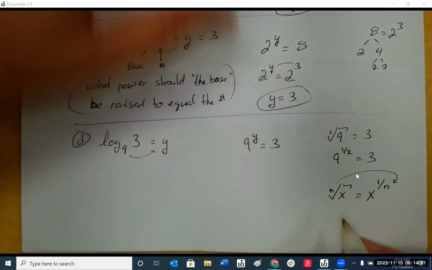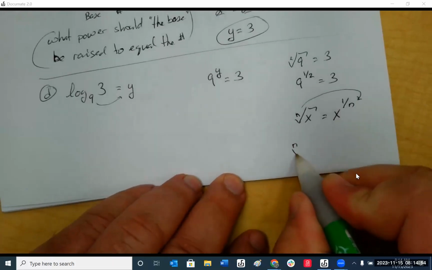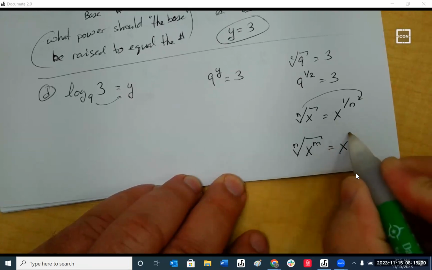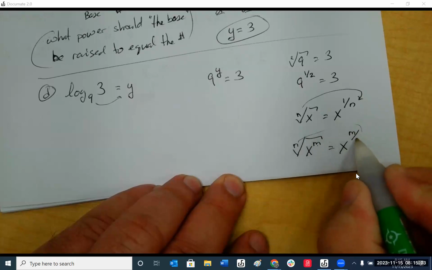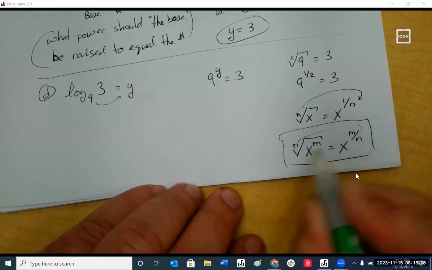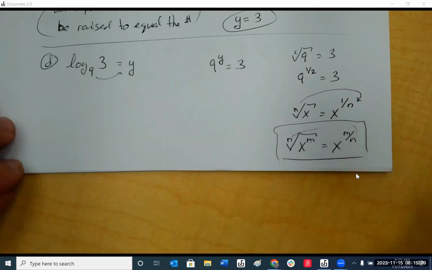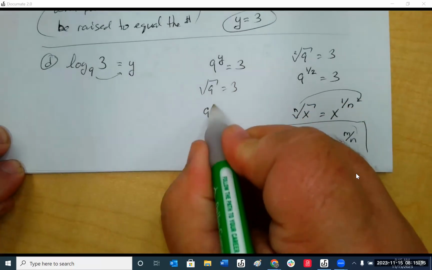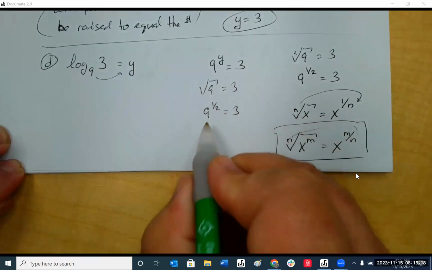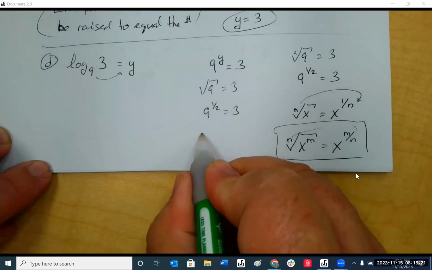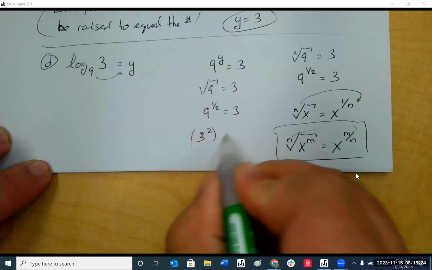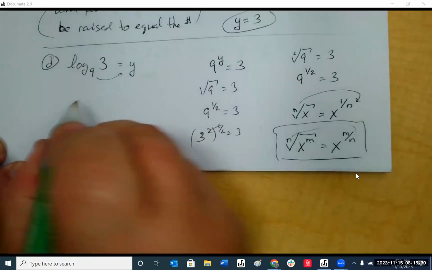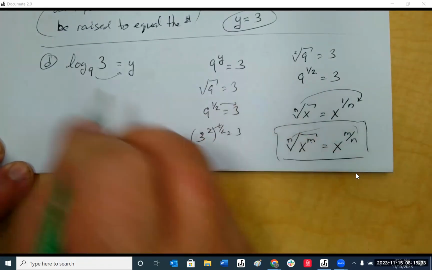The real formula for this is, whatever the root is goes on the bottom, and whatever power still goes on top. So this is the true conversion from radicals to exponentials. Since we know that the square root of 9 equals 3, and square root is the power 1/2, this is 9 to the power 1/2, and so yeah, equals 3. So y is equal to 1/2.